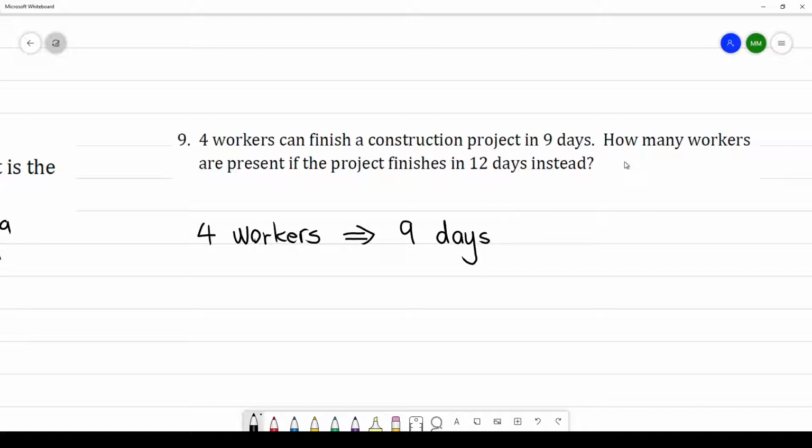Now, this question is actually a bit strange. Usually you would say, 4 workers can finish a project in 9 days. How long will it take for 6 workers to finish the project? Or how long will it take for 2 workers? I think that would be a more intuitive sense, right? But how I did it here was asking you to find the number of workers instead. That is a bit confusing, and that is the tricky part here.